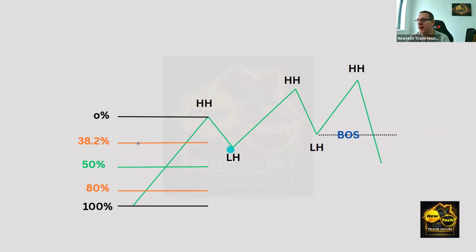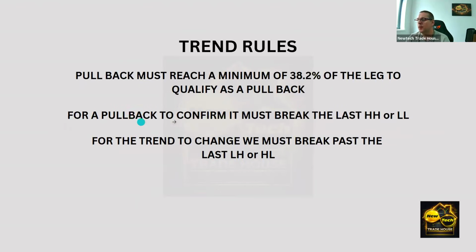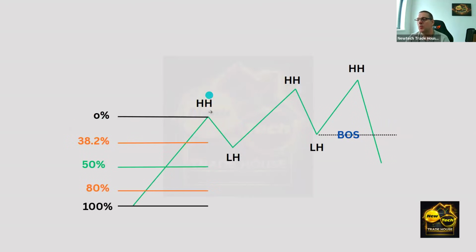Okay, as it's pulled back, it's gone beyond the 38.2, so this would qualify as a pullback. Now, to confirm it, for a pullback to confirm, we must break the last higher high or lower low. As this is an uptrend, we want to break the previous higher high, make a new high, and this will confirm this as a structure point.